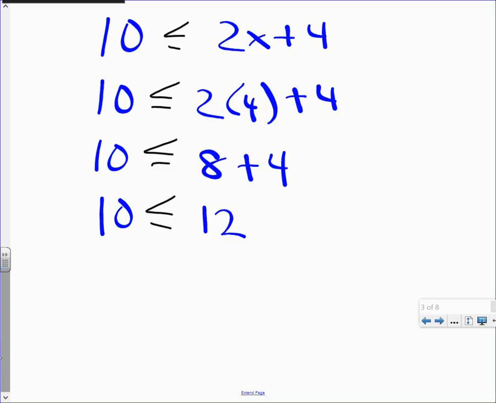Now it's true though, huh? 12 definitely is greater than 10. So it satisfies. So it's true. Satisfies.